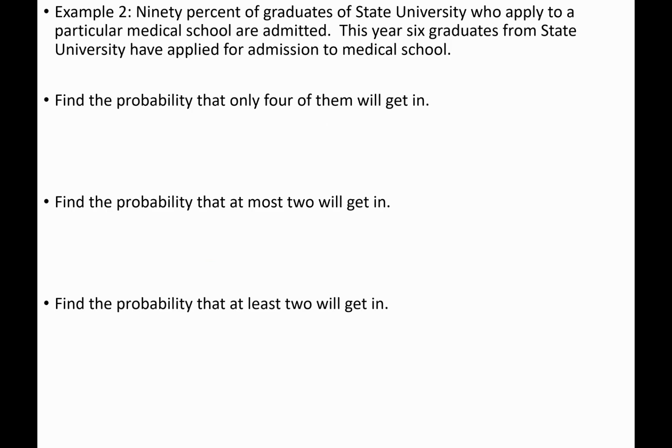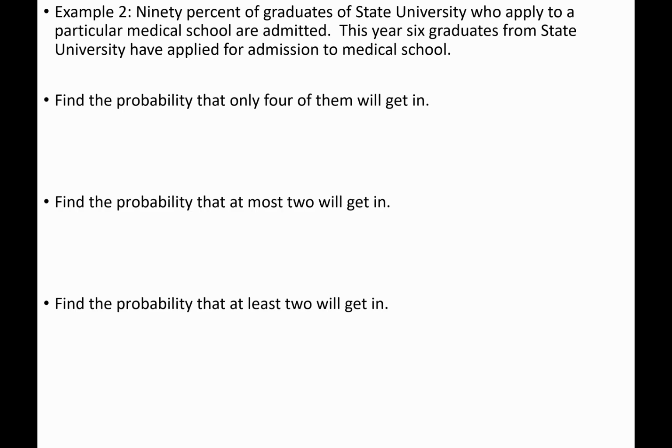90% of graduates at State University who apply to a particular medical school are admitted. This year, 6 graduates from State University have applied for admission to medical school. Find the probability that only 4 of them will get in. So let's first of all talk about, and I get it, it's an example, let's just fly into the formula. But we're going to have other distributions we're going to talk about. So we have to make sure we can pick out that the binomial is the one to use.